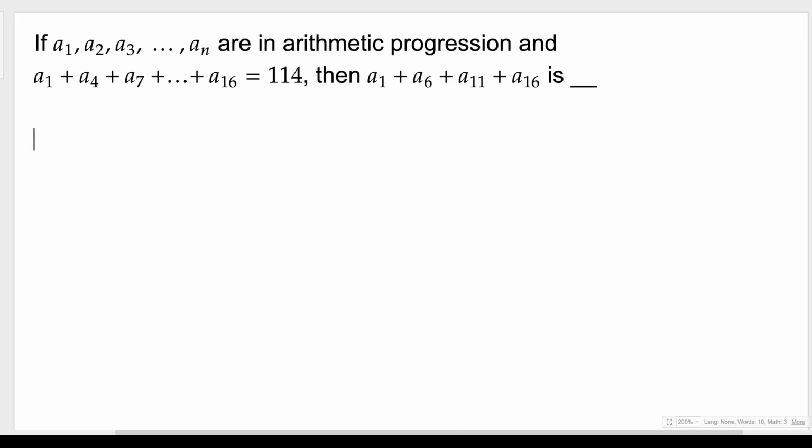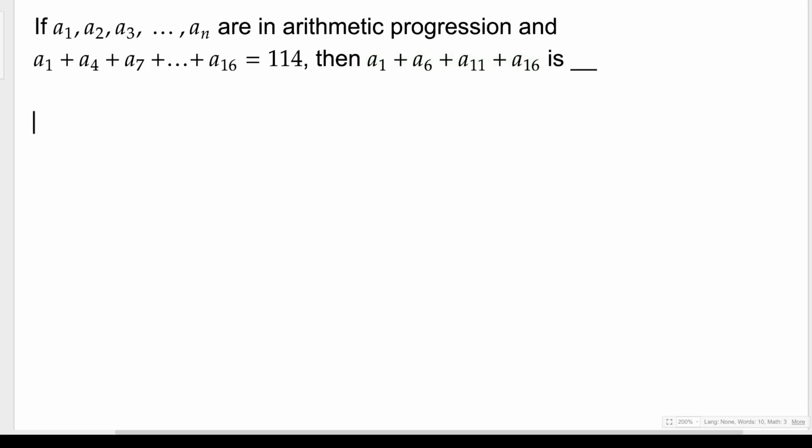Consider this problem statement. It says that if a1, a2, a3 and so on all the way up to an are in arithmetic progression, and the sum of these terms, that is a1 plus a4 plus a7 and all the way up to a16, is 114, then we need to compute the value of this expression, that is a1 plus a6 plus a11 plus a16, the 16th term.